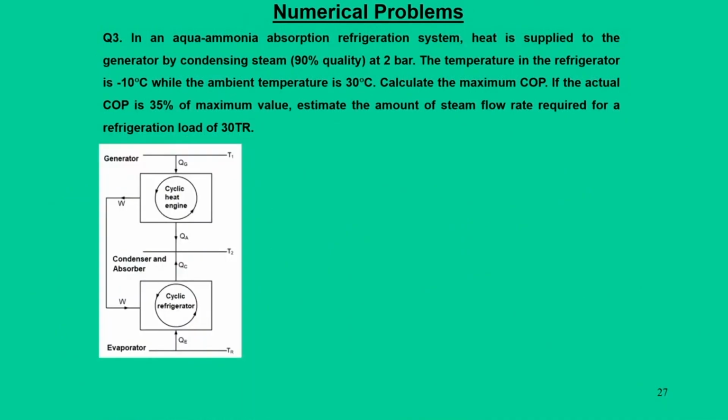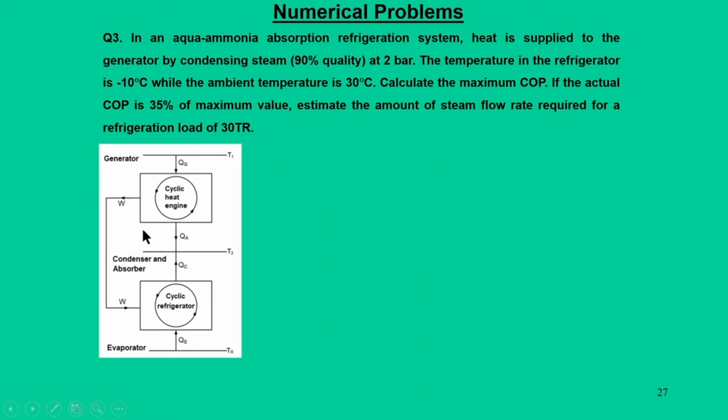Now, I will switch over to another problem which we discussed in this particular class. It is an aqua ammonia vapor absorption refrigeration system, in which heat is supplied to the generator by condensing steam with 90% quality at 2 bar. The temperature in the refrigerator is minus 10 degree centigrade, while the ambient temperature is 30 degree centigrade. We have to calculate the maximum COP, and if the actual COP is 35% of the maximum value, we have to estimate the amount of steam flow rate required for a refrigeration load of 30 TR.